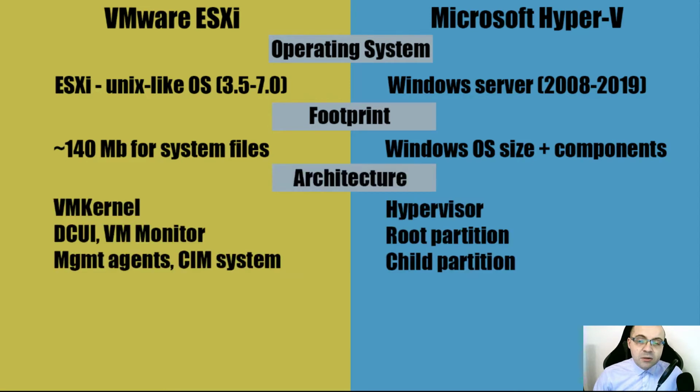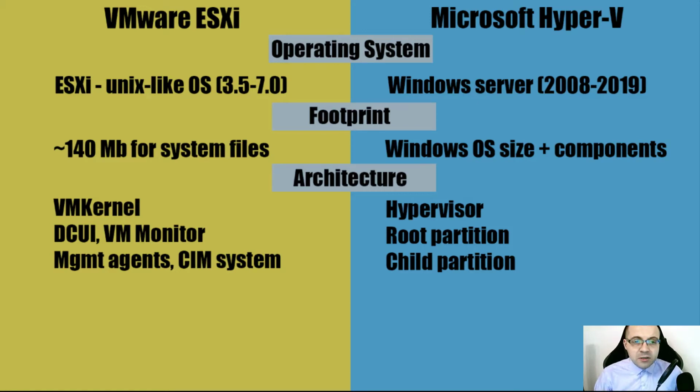The architecture below it is also quite different, which is obvious because the systems are developed by two different companies separately. ESXi has the VMkernel, which is the default kernel of the hypervisor, and then there is the UI service, which runs like a half graphical, half command line interface. There are also VMware management agents which run like daemons, and the CIM system for monitoring.